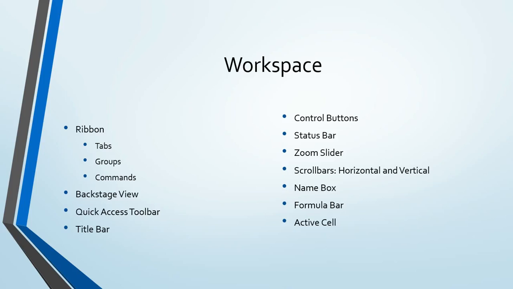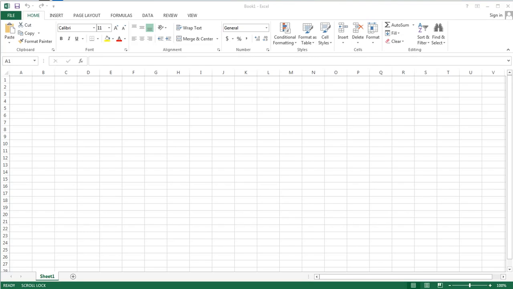Before we start entering data, we should get familiar with terminology for the Excel workspace. Currently, I am looking at a blank workbook. Near the top of our window, we see what's known as the ribbon. The ribbon is broken down into multiple levels of organization, the first being tabs. The File tab, the Home tab, the Insert tab, Page Layout, Formulas, Data, Review, and View.